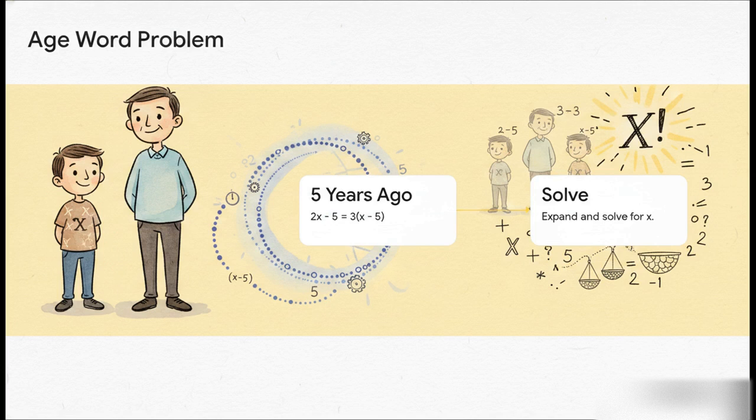Let's let Arav's present age be x, which means Arun's present age has to be 2x. Now, let's time travel back 5 years. Back then, Arav was x minus 5, and Arun was 2x minus 5. The riddle tells us that at that specific time, Arun was 3 times Arav's age, so we write it out. 2x minus 5 equals 3 times the quantity x minus 5. We expand the right side and we are locked and loaded to solve.